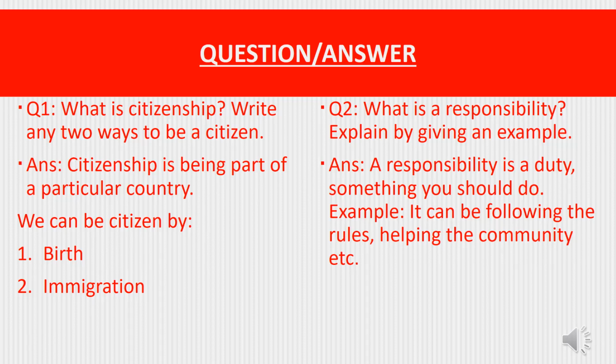Number 2, immigration. I have explained to you, by birth, citizenship means if a child is born in a country, the country gives him or her the citizenship. Immigration. Citizenship by immigration means that a country is willing to give citizenship to a person living in another country who is willing to travel and settle in the country.